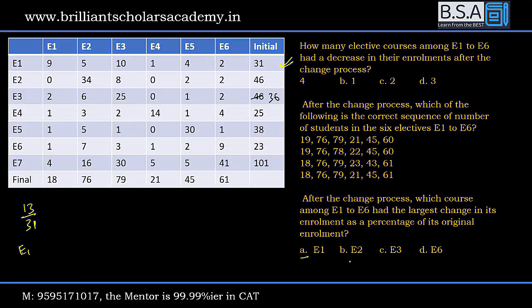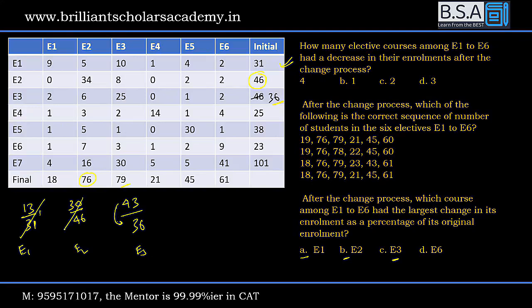I'm looking for larger percentage change. E2. What is E2? It is 46. What has it become? It has become 76. So what is the growth? 30 by 46. Leave it there. Let's come back to this later. This is E2. E3. What is E3 here? E3 is 36. It has become 79. What is the growth? 43 growth on 36. Out of the three choices that I have, the numerator is less than the denominator.